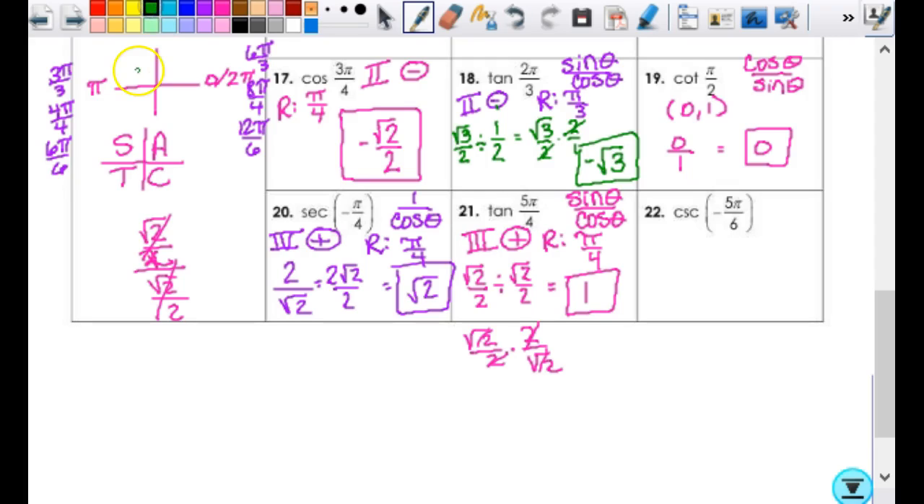All right. Number 22, cosecant. That is the reciprocal of what? Sine. It would be nice if it was secant, but it's not. Okay. So 1 over sine theta. So then my next question is, what quadrant?